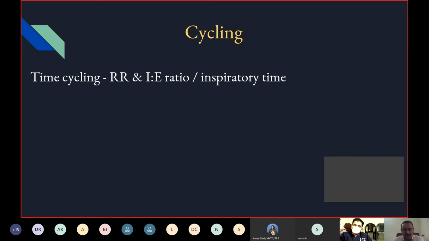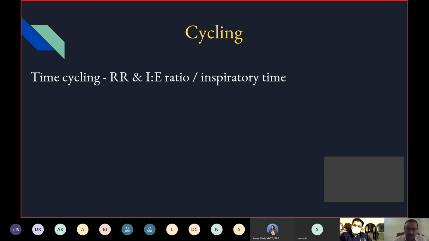So now, cycling. Cycling is when it decides how to go into expiration. Inspiration is an active process. Expiration is a passive process. So the first one is time cycling. How is time cycling decided? Suppose on your ventilator, you have set the respiratory rate and the IE ratio.